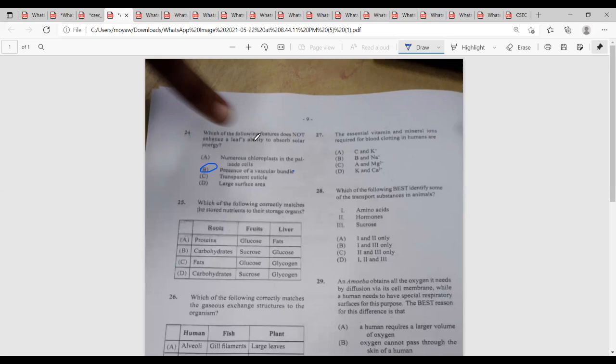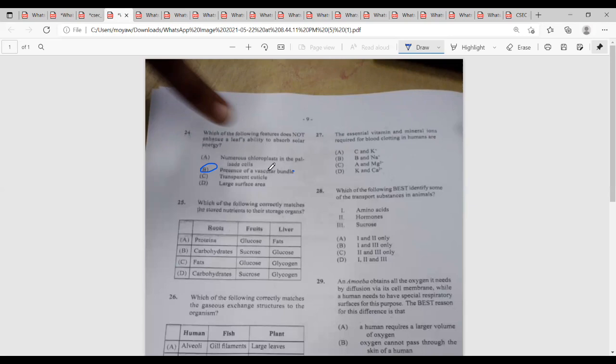We need a large surface area to volume ratio so that more sunlight can be absorbed by the leaf. So that's why B would have been the best option, because the vascular bundle has nothing to do with sunlight energy being absorbed. It's about transporting the food that will be made when the sunlight energy becomes absorbed.